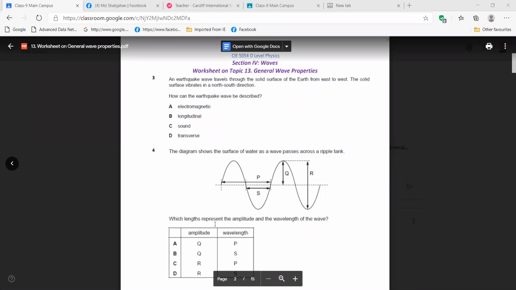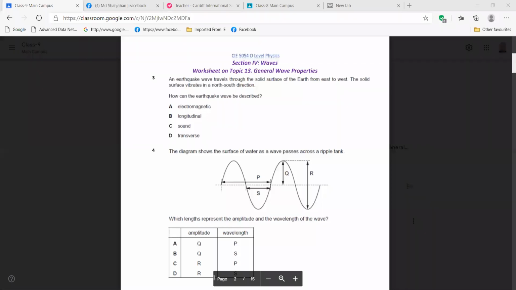What about Kazi Zawad? Kazi, Aisha, are you clear about transverse wave? Yes, sir. Okay, Faiza, Shafkat. Yes, sir.